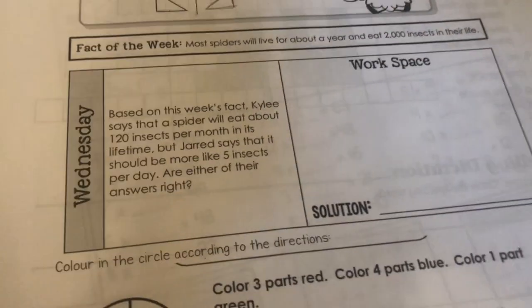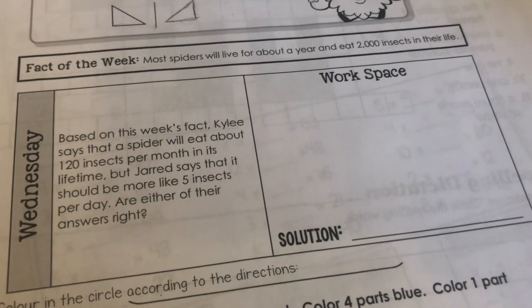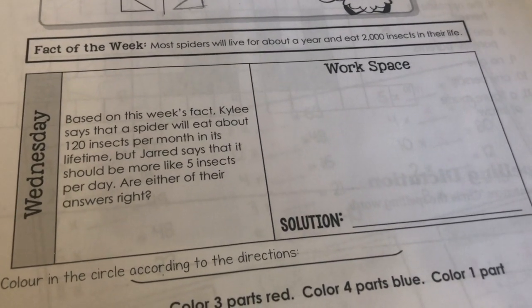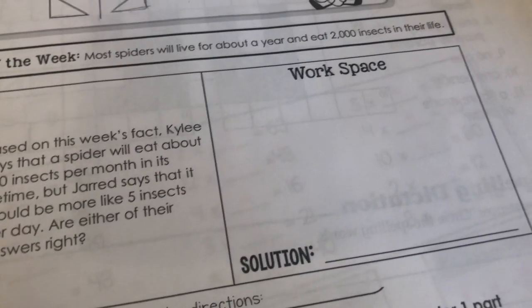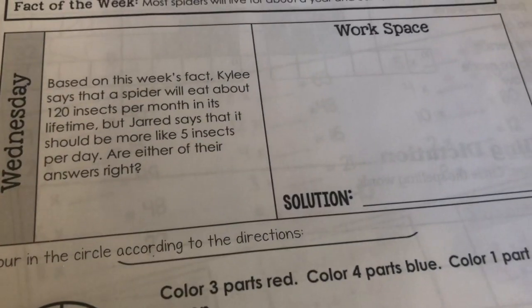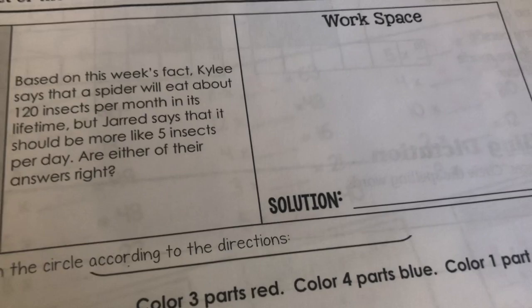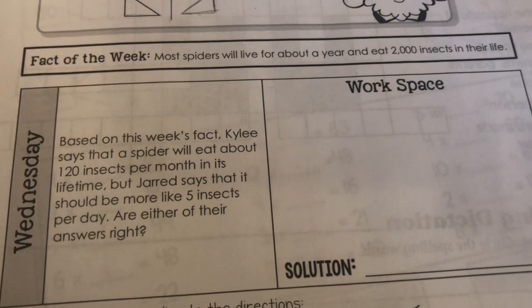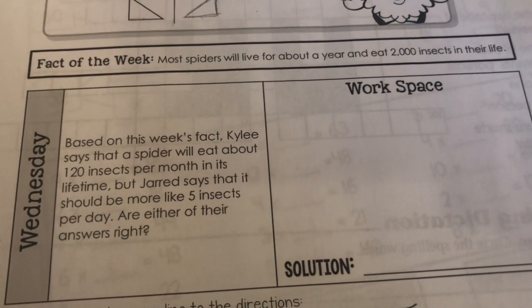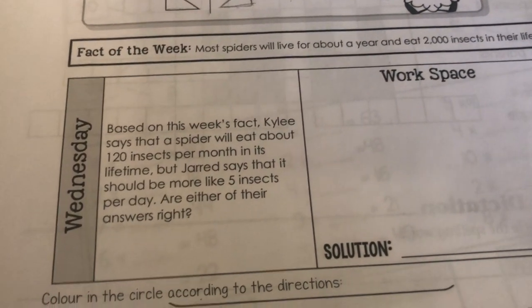All right, so we're going to move on to our fact of the week, our problem solving. So the fact of the week today is most spiders will live for about a year and eat about 2,000 insects in their life. So we are going to read through the fact and the question. So it says, most spiders will live for about a year and eat 2,000 insects in their life. So that's important information for our problem solving today.